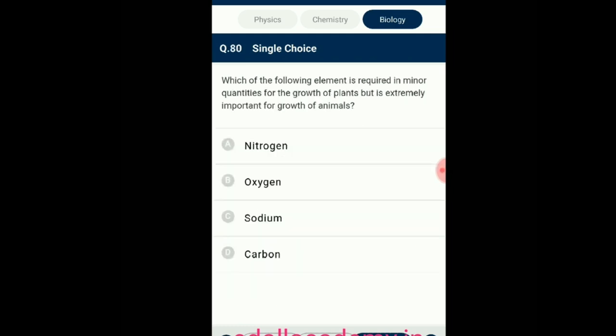Question number 80. Which of the following elements is required in minor quantities for the growth of plants but is extremely important for growth of animals? Certain elements required in very small quantities are called microelements or trace elements. Sodium is one such element that is required in very small quantities and is not as important for growth of plants as it is for animals. So the answer for this question is option C, sodium.